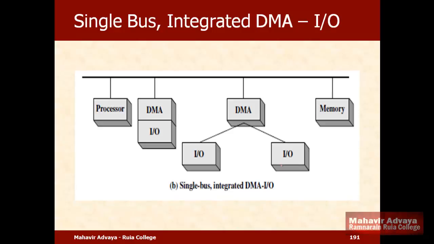Second is the single bus integrated DMA, where all the input output devices are attached to the DMA, as well as the input output module. So this is another way. Whenever DMA is carrying out the communication with the input output devices, it doesn't have to use the system bus in this case. It uses the input output devices directly, and then the data transfer is done to the memory. Here the processor instructs the input output module to carry out the input process, and the input output module instructs the DMA to carry out the data transfer.